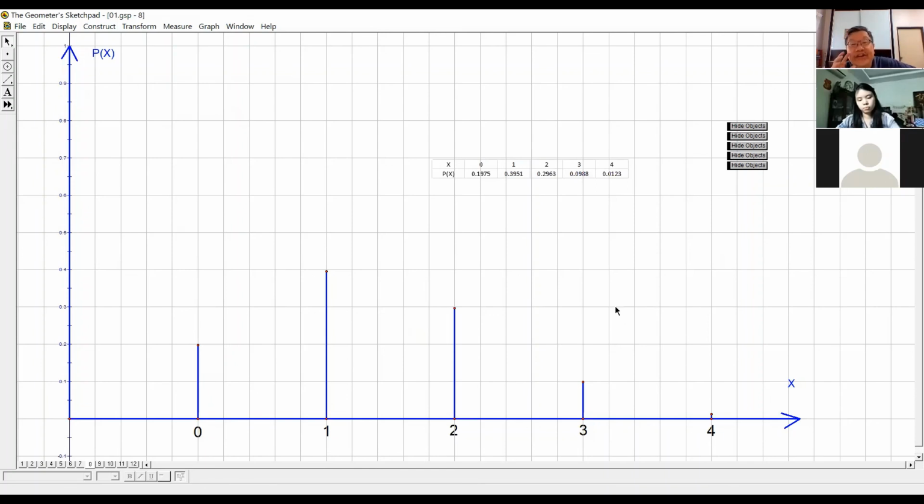Why do they use the word distribution? Distribution means you distribute it. This is the probability, I distribute them. X equal to 0, this is how much you get. X equal to 1, this is how much you get. X equals to 2, this is how much you get. X equal to 3, this is how much you get. X equal to 4, this is how much probability you get. So you give them the probability for 0, 1, 2, 3, 4. So this is the distribution of probability, the binomial distribution of the probability.